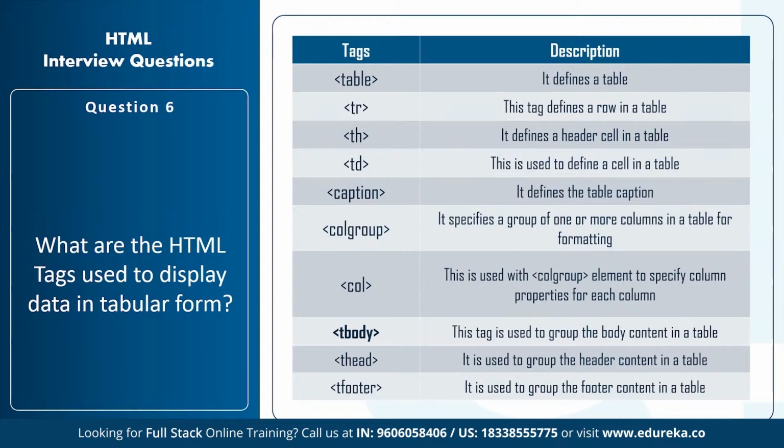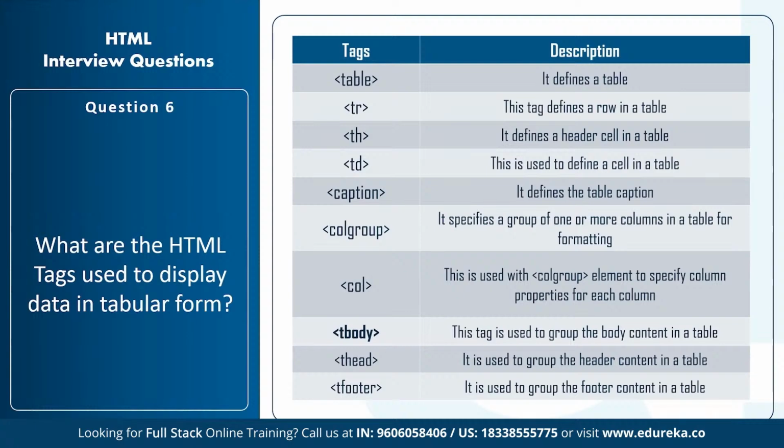After that, we have the tr tag. This tag defines a particular row in a table. So in order to insert or define any row in your table, you need the tr tag. After that, we have the th tag. This tag defines a header cell in a table. So in a table, wherever you're writing the heading for any row or any sort of column, you have to use the th tag. Next, we have the td tag, and this is used to define a cell in a table.